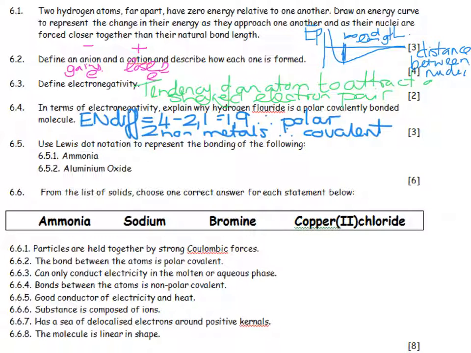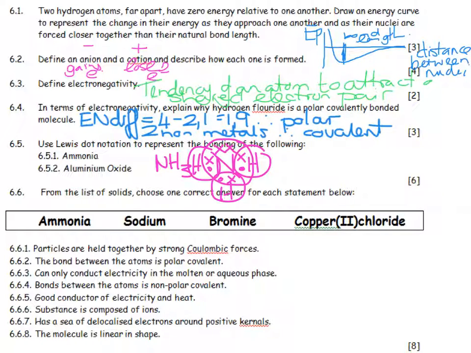Use Lewis dot notation to represent the bonding of the following. So first we're going to go with ammonia. Ammonia is NH3, and ammonia is therefore all nonmetals, so it's going to be covalently bonded. Nitrogen is in group 5, so there are 5 electrons. Hydrogen in group 1, there are going to be 3 hydrogens, and I'll end up showing the bonding electrons and showing that nitrogen believes it has 8. So I've represented a covalent bond.